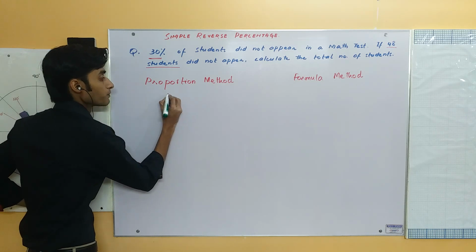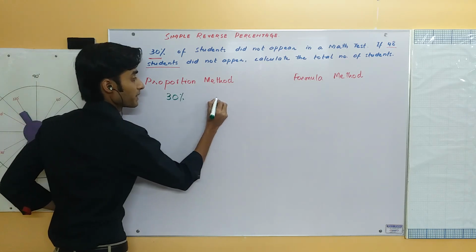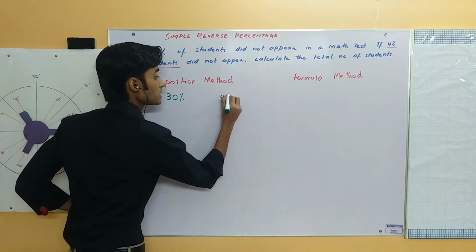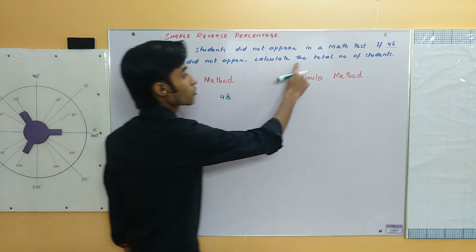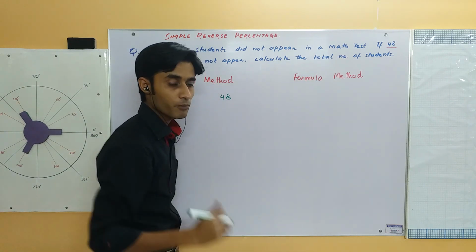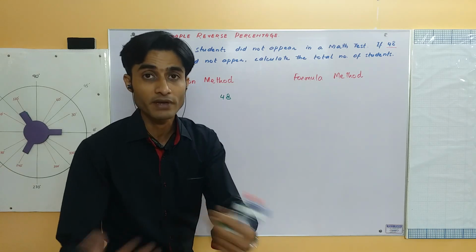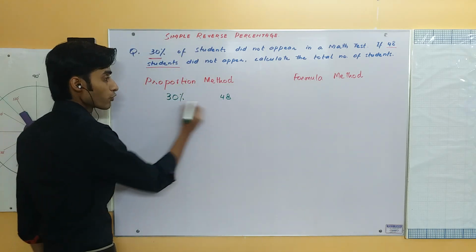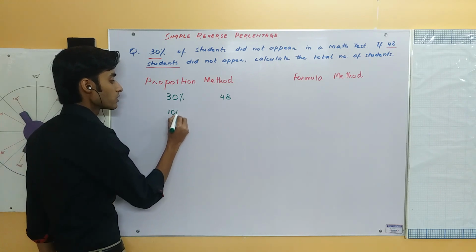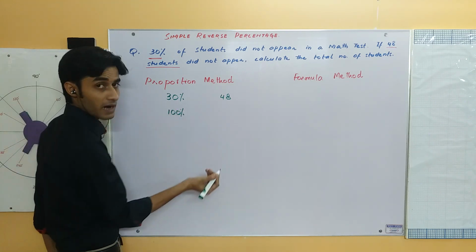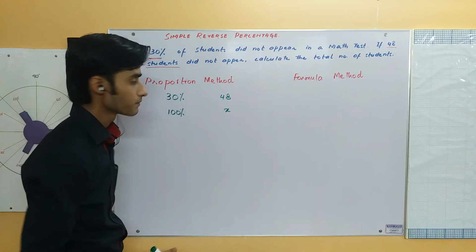So we all know 30% means 48. We want to find out the total number of students. Total number of students means 100% of students. In 30% I know there are 48 students. I want to find out how many students there are in 100%. Let's say this is an unknown x.